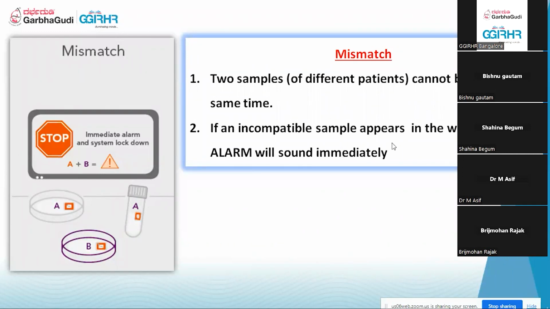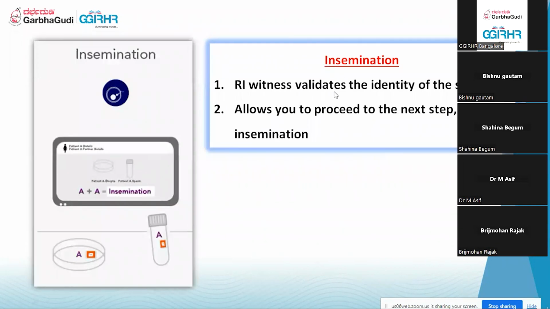We have to be very careful. If some mistake has happened, we have to go again and analyze what mistakes we have done. And a very important thing is that two samples of different patients cannot be worked at the same time, one at a time, one patient, one sample only. Okay, and during insemination, RI witnesses and validates the identity of the sample, and allows you to proceed to the next step.